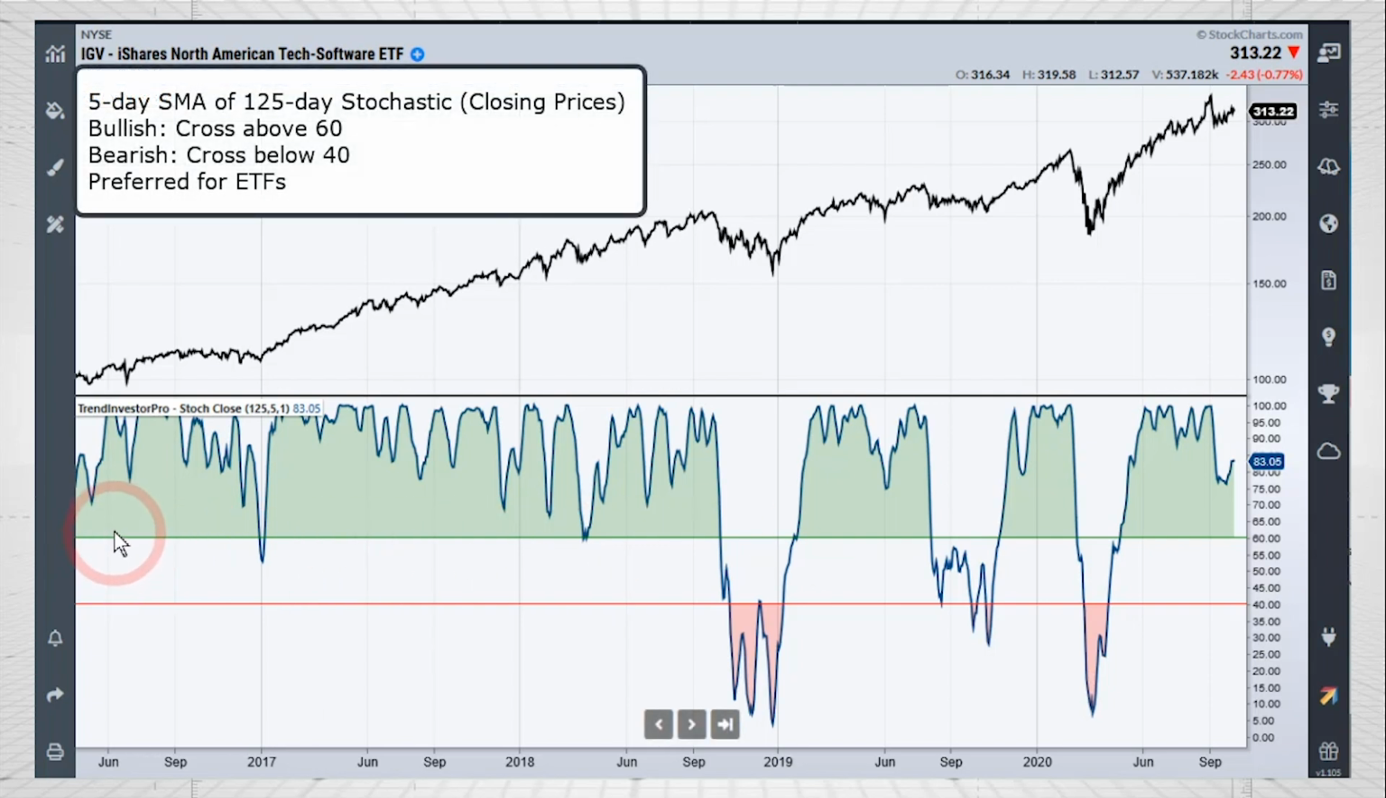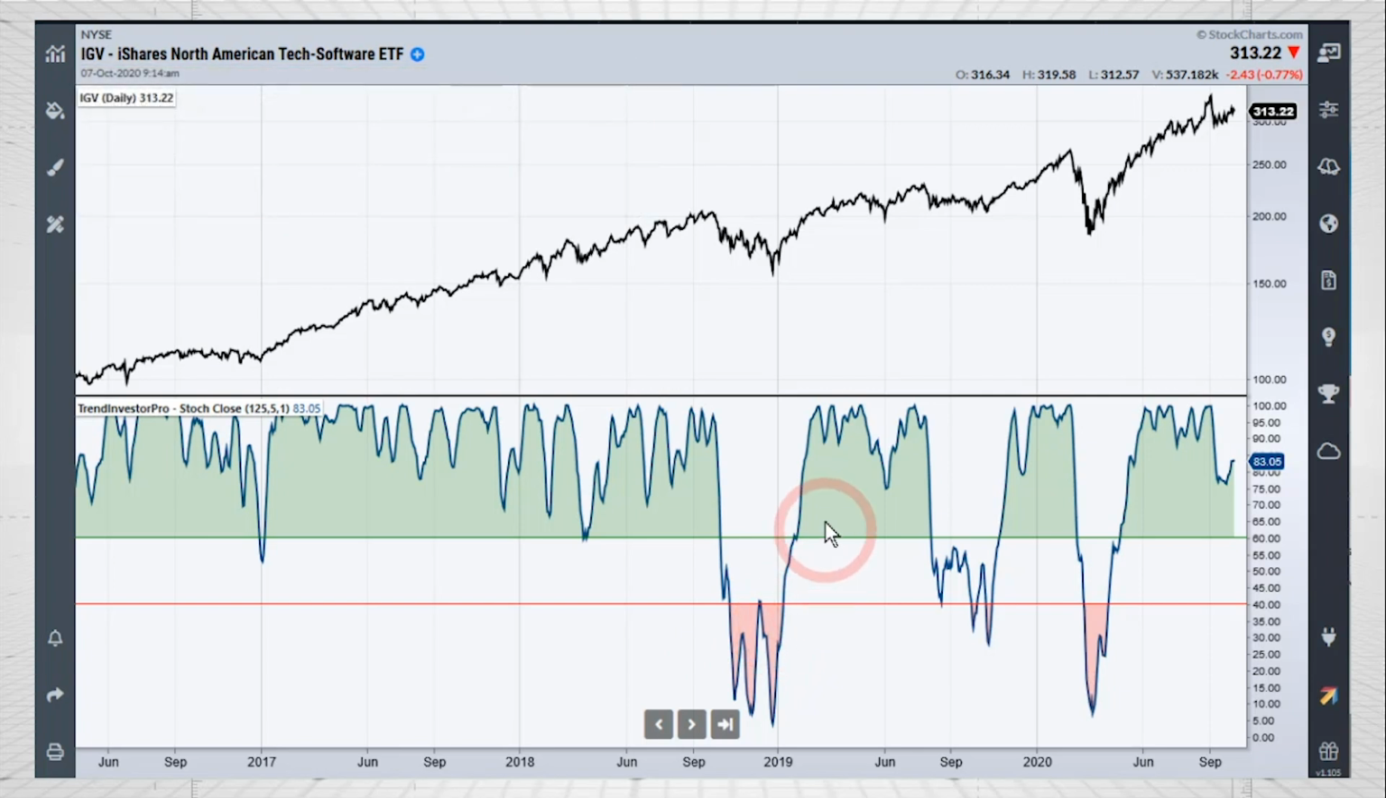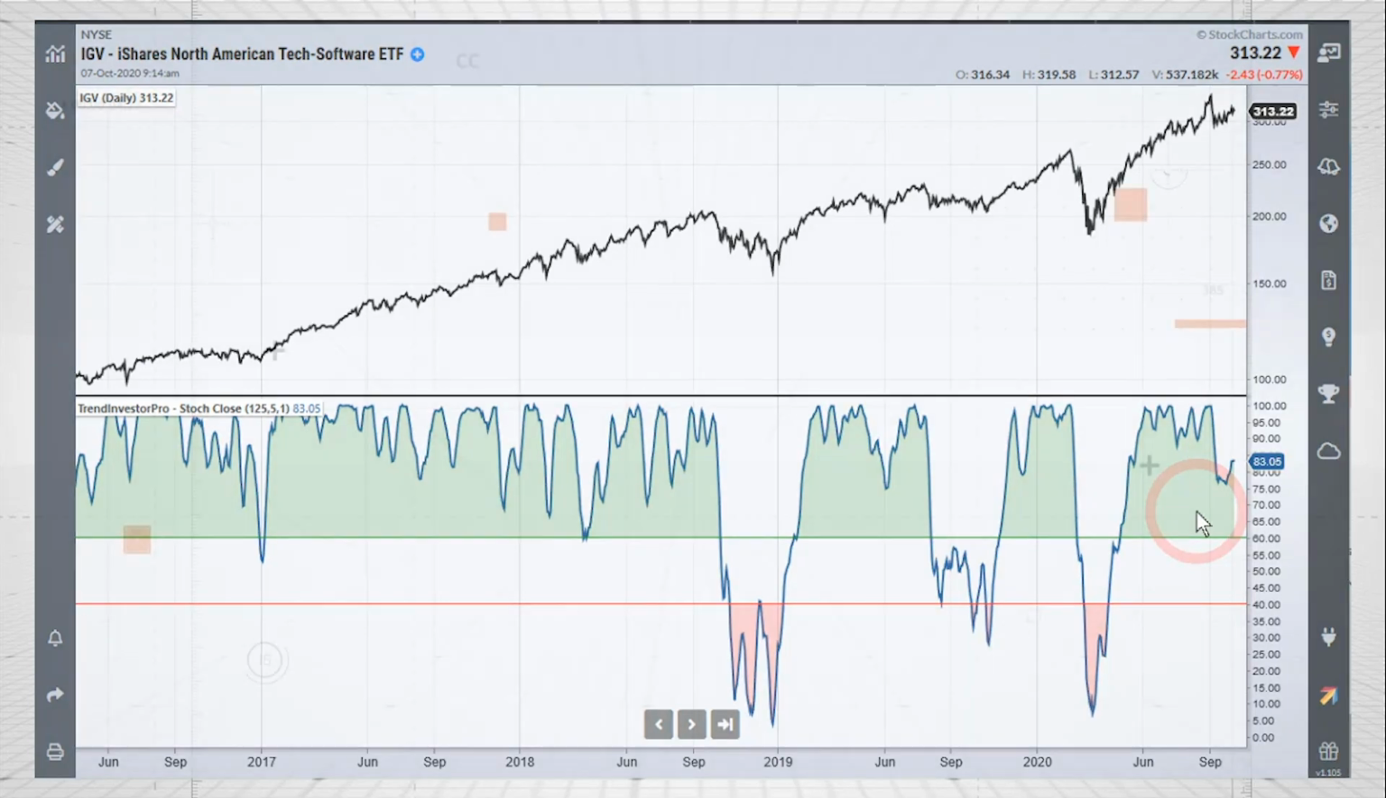And so when it moves above 60, that's bullish, and you can see it's green shaded. And then when it moves below 40, that's red shaded, and that's bearish. And there are going to be some whipsaws here. We got bearish here in 2019, but got bullish and caught this move, and then bearish, and then bullish again. And it's my preferred trend indicator when it comes to ETFs.